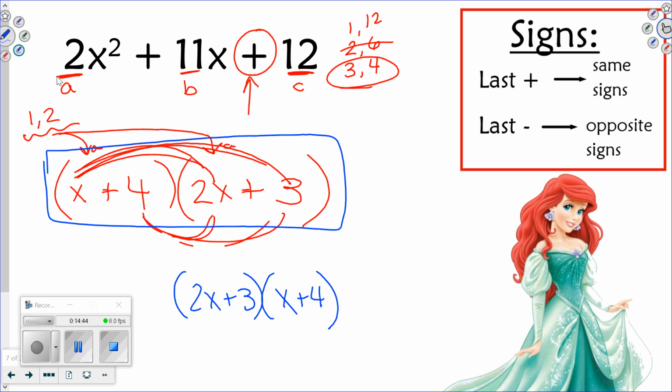What's 3 times 5? What's 5 times 3? So does the order I multiply matter? No. Do you see how this is a 2x plus 3? It's still a 2x plus 3. This was an x plus 4. That's still an x plus 4. So as long as each parenthesis is what it's supposed to be, the order of the parentheses doesn't matter. Okay?